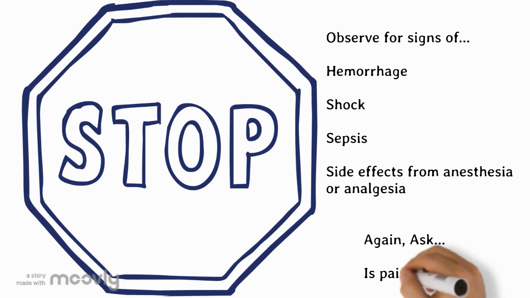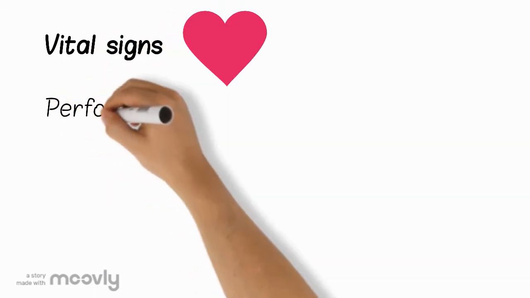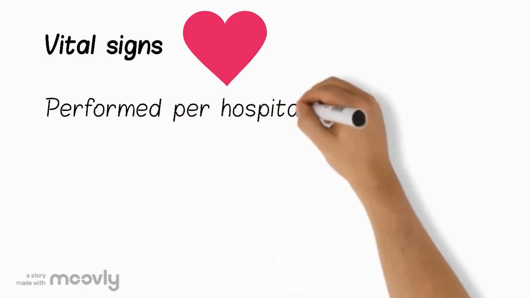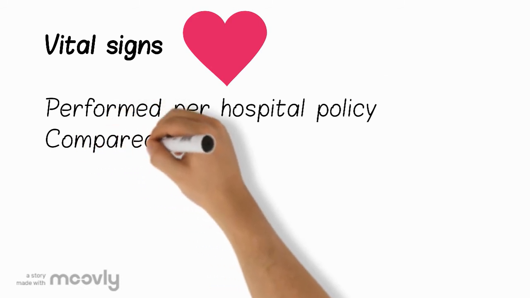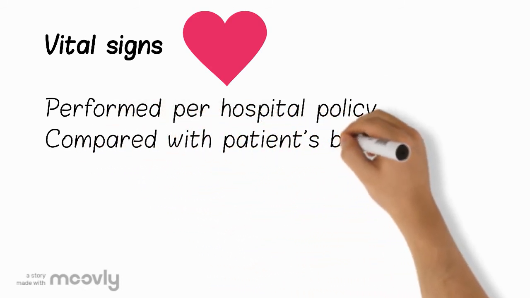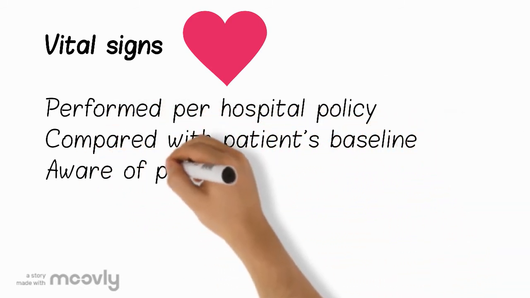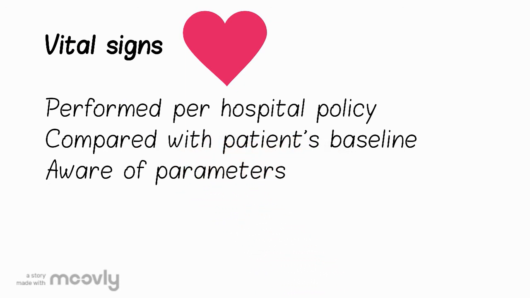Remember to assess pain early on, as it can lead to symptoms and changes in vitals that may look like other serious complications. Vital signs should be performed per hospital policy but are generally pretty frequent. They should be compared with baseline vitals, including those before, during, and after surgery. The nurse should also be aware of patient-specific parameters and notify the provider if the patient is outside of those specific limits.